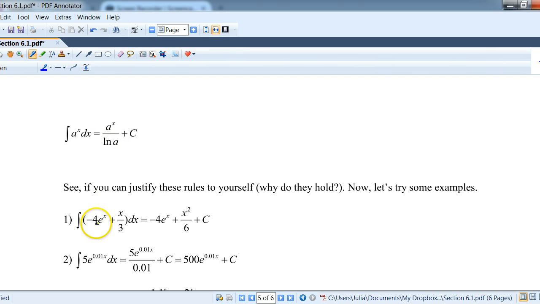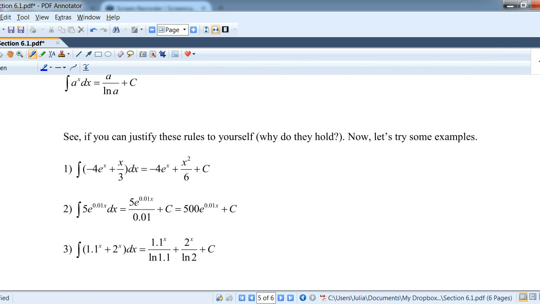Okay, so you could try this. Negative 4 e to the x plus x over 3 becomes negative 4 e to the x, so it's itself, plus x over 3 becomes x squared over 6. How did we get 6? Well, the 3 stayed, and it became x squared over 2. So 3 times 2 became 6. So that's how we get that. And similarly, if you have 5 e to the 0.01x, again, the 5 constant stays. And then you can divide by the derivative of the exponent, 0.01x, that just becomes 0.01. And 5 divided by 0.01 is 500 e to the 0.01x plus c. This is good for some applications we'll do later.